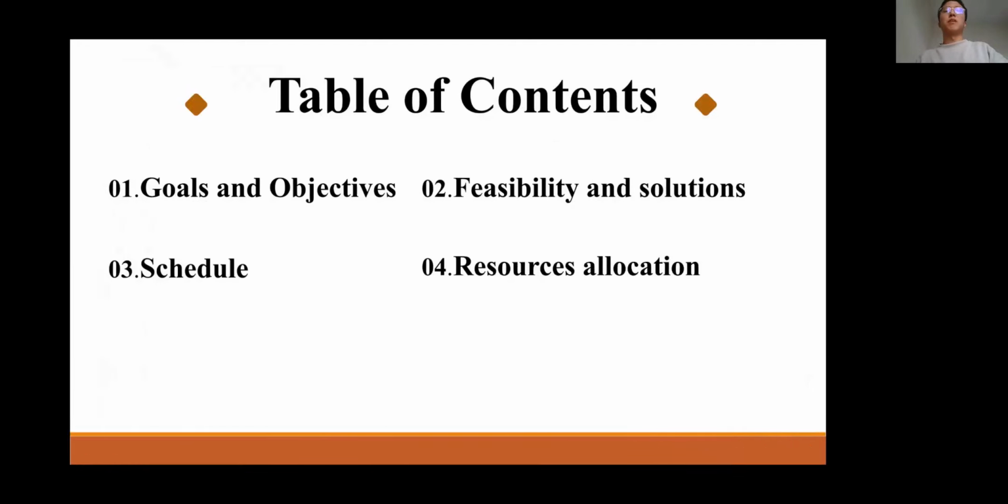For the contents of our presentation, we will be divided into four parts: the goals and the objectives, feasibility and the solutions, and also the schedule. Finally, is the resource allocation. And now I will introduce Qiao Tian to talk about the goals and the objectives.